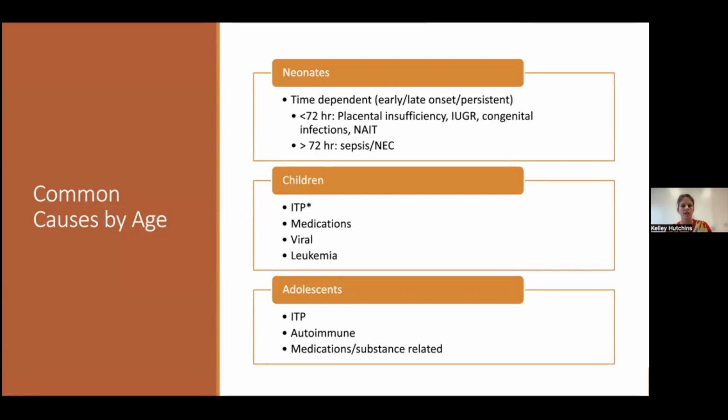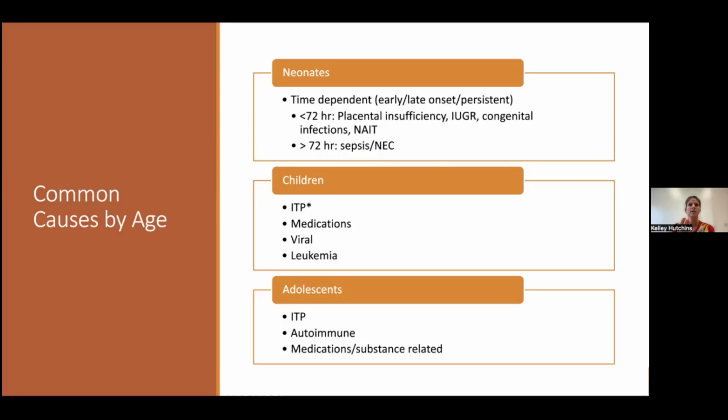So some common causes by age. So neonates. This can be categorized as kind of time dependent. So if this is early, right after birth, or we would say later, so after 72 hours, when they're older, typically it's going to be related to infection or sepsis. These kids will be sicker. And then when it's earlier, things like placental insufficiency, intrauterine growth restriction, congenital infections, back again to CMV is a classic. And then your neonatal alloimmune thrombocytopenia.